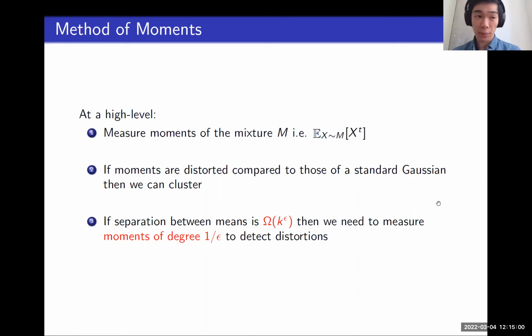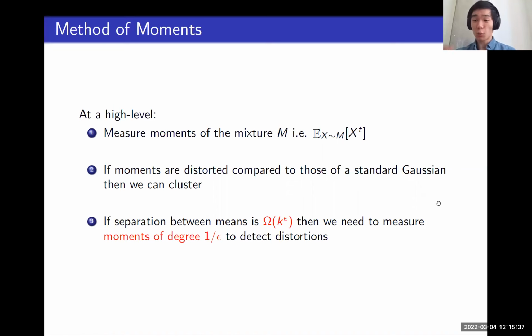means is say k to the epsilon, then you need to measure moments of degree 1/epsilon to detect appropriate distortions. Let me give a bit more intuition for why this is the case. Imagine I have a single Gaussian, then I add a 1/k fraction of points that are at distance k to the epsilon from the center. What degree moments do I need to go out to in order to detect these added points? I have 1/k points at distance k to the epsilon, so I really need to go out to degree 1/epsilon to detect these points.